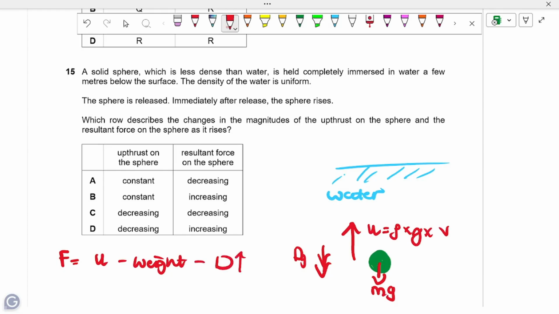The drag force increases with increase in speed. So it's moving up and up and up, and the drag force begins to build and build. So looking at this equation, if D increases, U minus weight minus D, I expect the resultant force to be decreasing. But the upthrust doesn't change. It's still completely immersed in water. What's only increasing is D, which is the drag force. So the correct answer will be A.